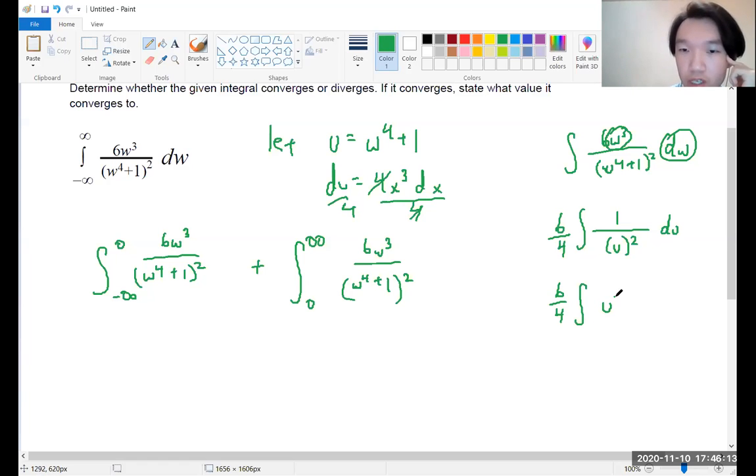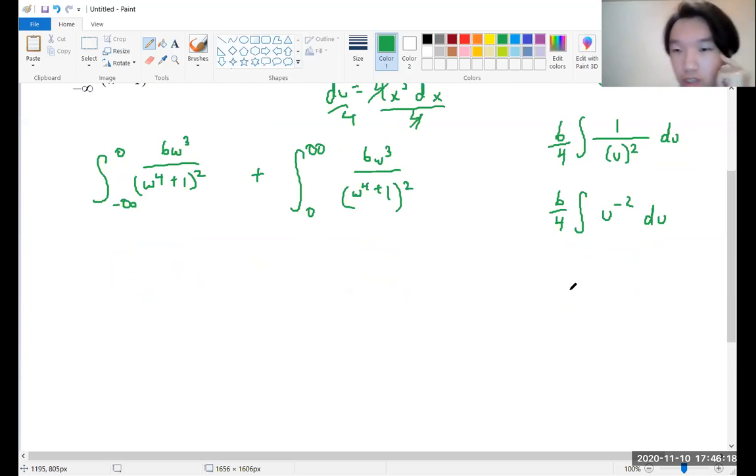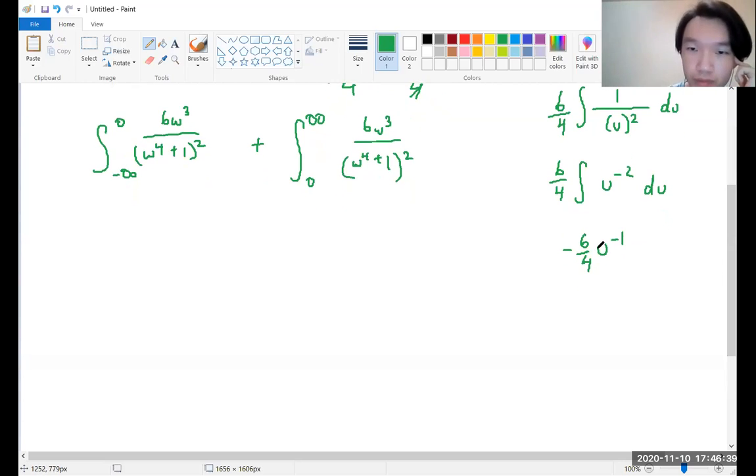So this is u to the -2 du. All right, so to integrate, we have to add 1 to the exponent and then divide by the new exponent. So it will be u to the -1 divided by -1. But then we can just put the negative here. So this is our result. And then let's just put what u was back in. So -6 over 4, w to the 4th plus 1 to the -1st power.